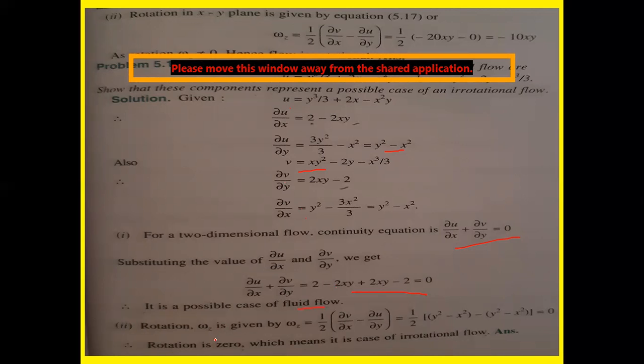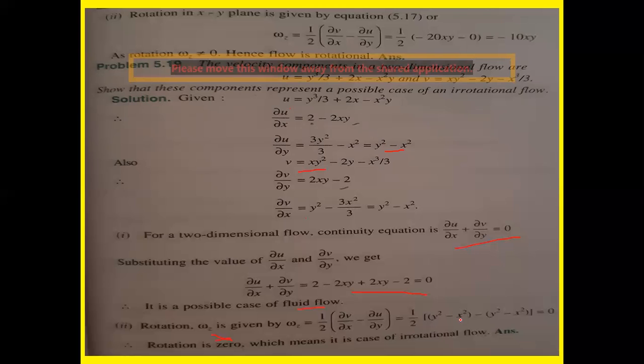Then for the rotation wz, since we have taken xy, rotation with respect to z is given by wz is equal to half dou v by dou x minus dou u by dou y, that is half of y square minus x square minus y square minus x square, which is equal to 0. Therefore the rotation is 0, which means it is a case of irrotational flow. So like this we have to solve the problems for the types of motion with respect to two-dimensional flow. Hope you understood, right?